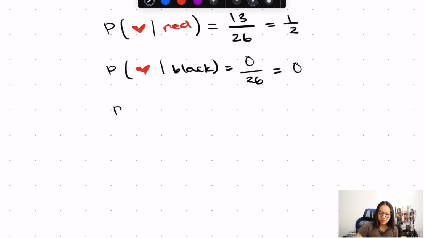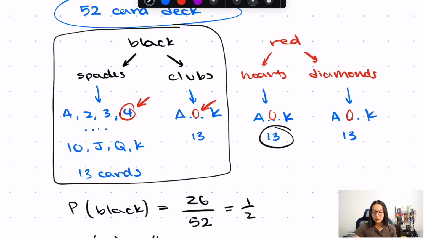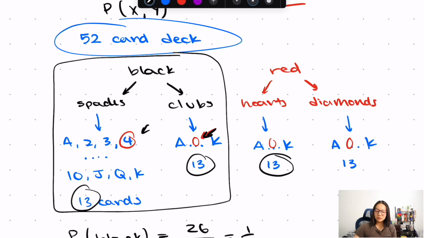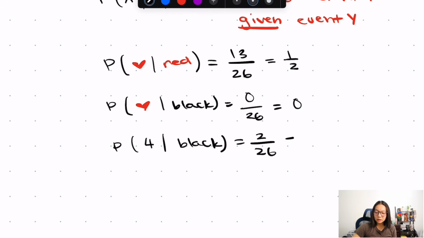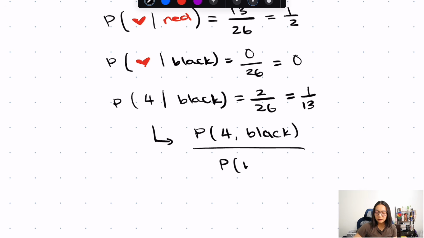And now finally, what is the probability of a 4, given that we drew a black card? Let's go back to our example. Okay, we know we're still in this box because we drew a black card. And now how many 4s are in that box? There's, again, 1, 2. So 2 over, now how many black cards are there? 13 plus 13, so 26. So there's a 1 in 13 chance that we drew a 4, given that we drew a black card. And you might notice that this is equal to the probability of the card being 4 and the card being black, divided by the probability of the card being a black card.